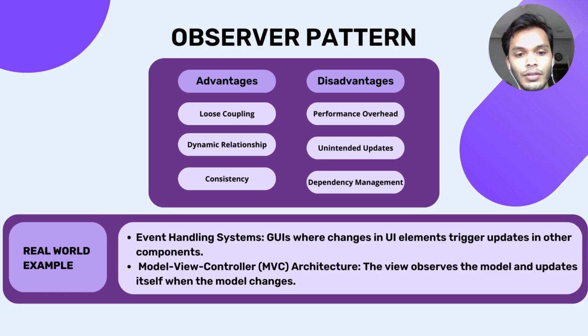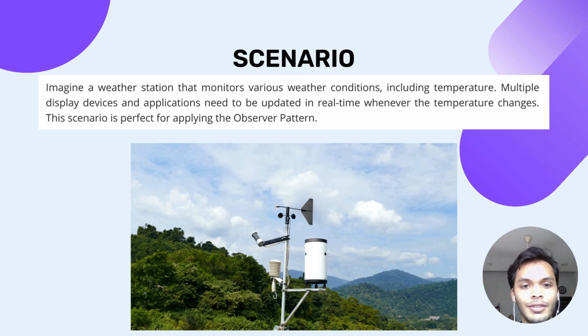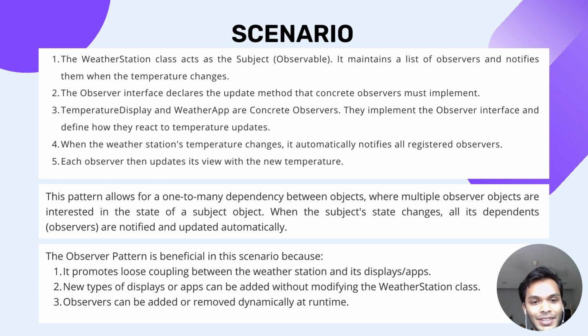And then moving on to the real world examples. First of all is the event handling system, where in a GUI, changes in a UI element trigger updates in other components, and the model view controller architecture, where the view observes the model and updates itself when the model changes. Okay, so for the scenario, imagine a weather station that monitors various weather conditions, including temperature. Multiple devices and applications need to be updated in real time whenever the temperature changes. This scenario is perfect for applying the observer pattern. Okay, so first of all, the weather station class acts as the subject, which is the observable.